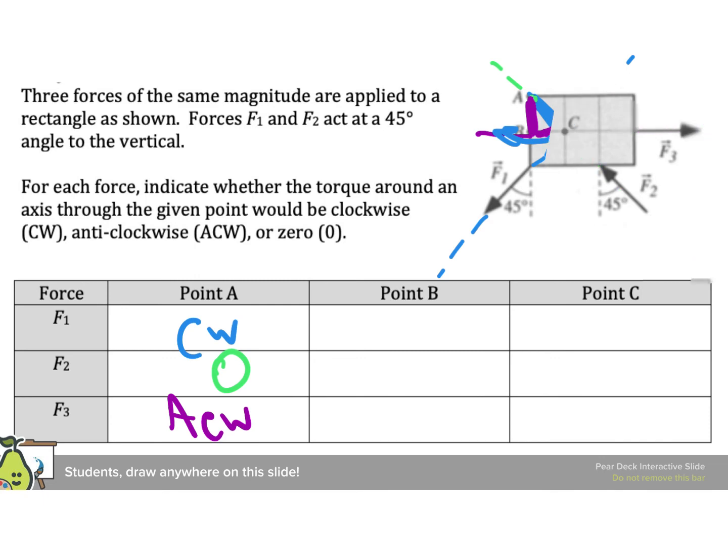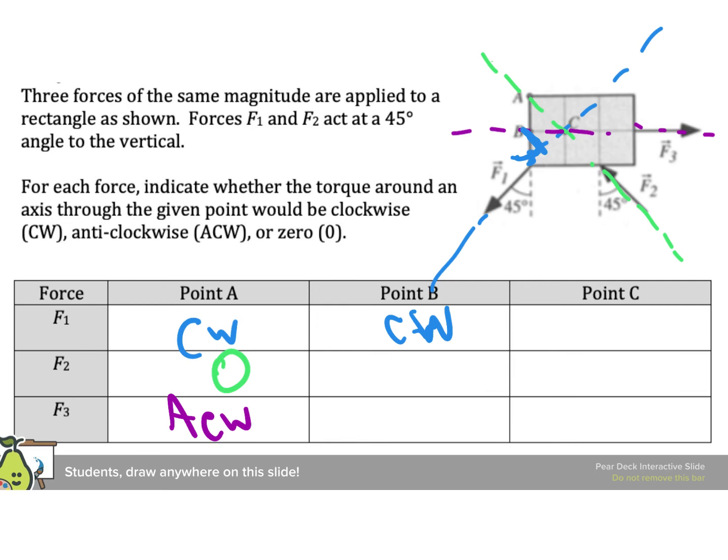All right, let's clean up and redo those. Let's restore the lines of action. So here is the line of action for 1, and here is the line of action for 2, and the line of action for 3. But now we're going to rotate around point B, which is this point. So we draw a different set of moment arms. The moment arm between F1 and B is this, and we see again that's going to be in the clockwise direction.